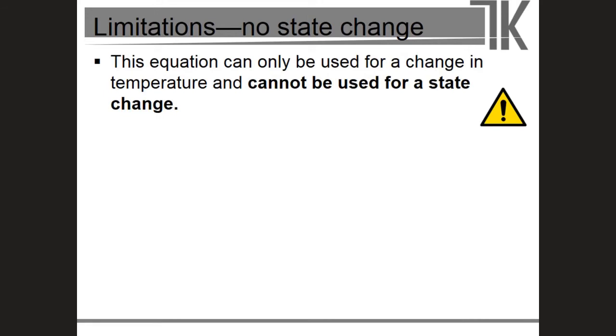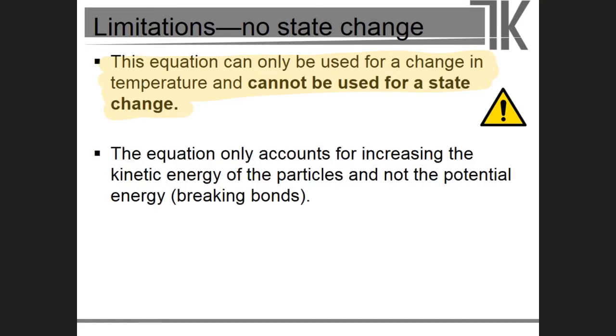Now, a few limitations on this equation. First of all, we cannot use this for a change in state. It has to be used for a change in temperature. This is really, really important and should be put inside your notes with this equation, that it's only good for a change in temperature and not for a change in state. And the reason for that is that the equation only accounts for the increase in kinetic energy of the particles. It doesn't account for the potential energy or breaking bonds.